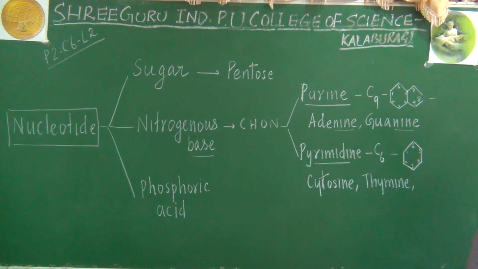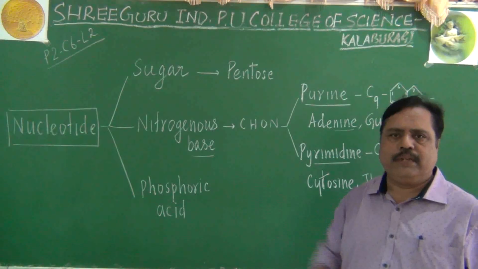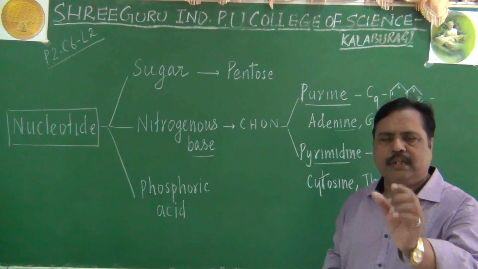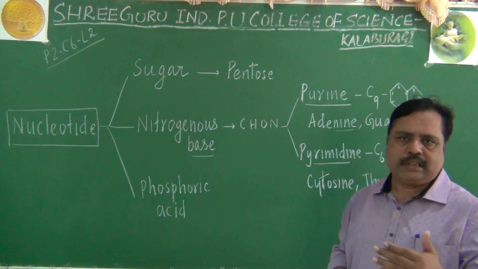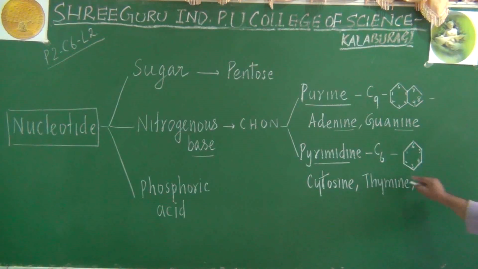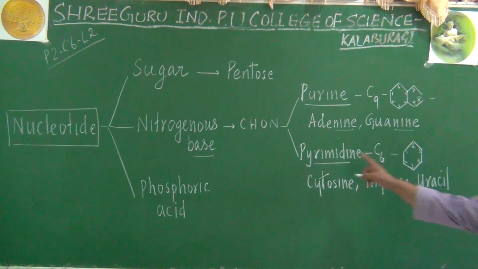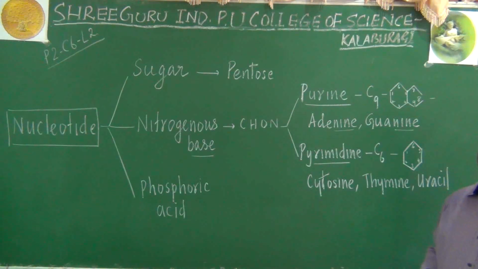Thymine, thymine. It is not thiamine. Thiamine is there in vitamins. Vitamin B complex will have thiamine in them, B1 like that is thiamine. But here it is called thymine. Third type of pyrimidine is known as uracil, remember. So cytosine, thymine and uracil come under pyrimidines.